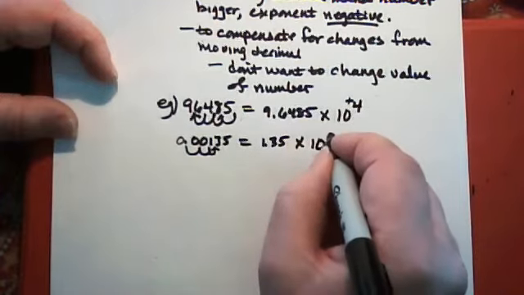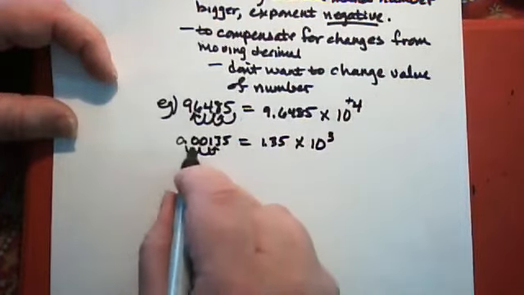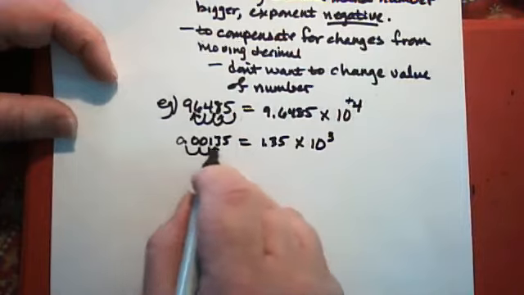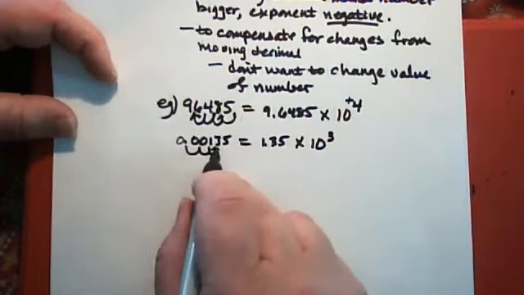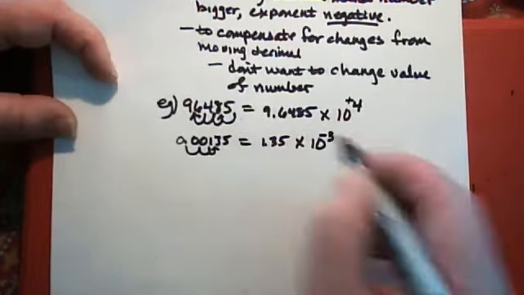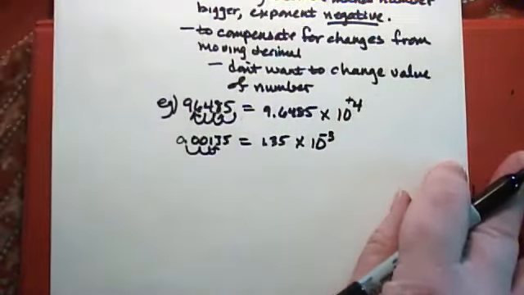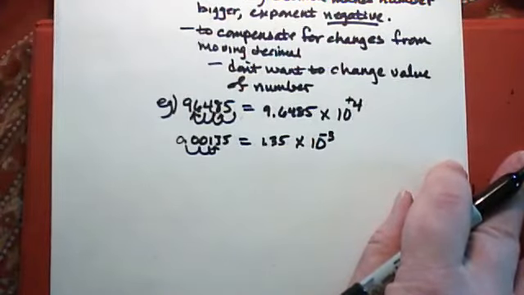So you multiply that by 10 to the third, but moving the decimal point made this part of the number bigger. 1.35 is bigger than 0.00135. So the exponent has to be negative in order to compensate for making the number bigger by moving the decimal.